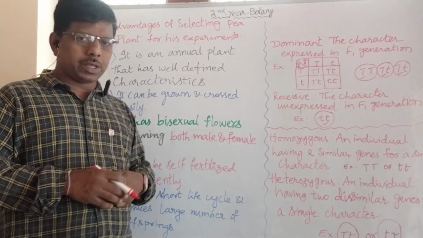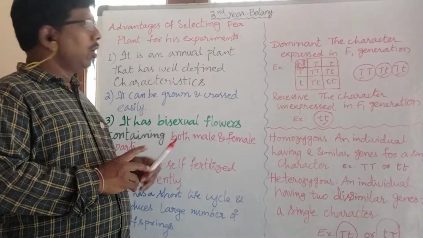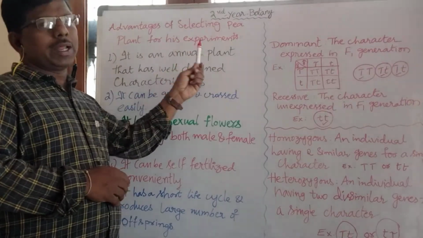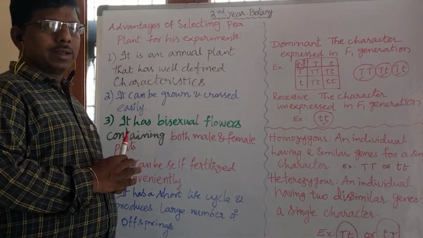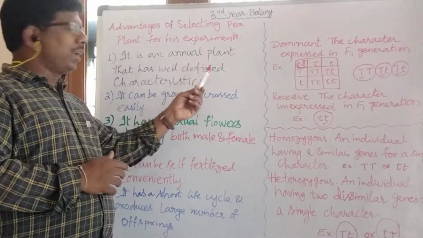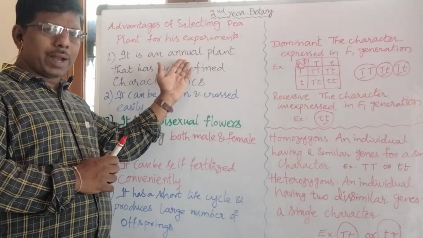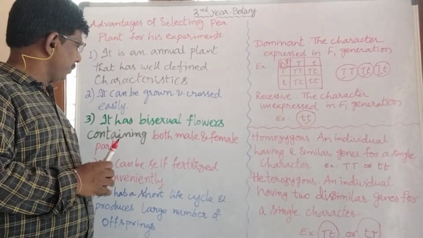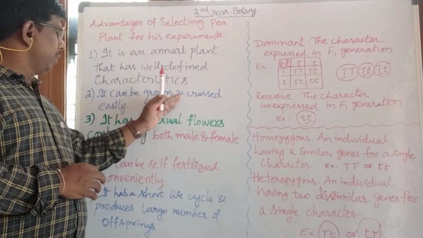Today I want to talk about the second year botany topics. The first question is, what are the advantages of selecting pea plants for Mendel's experiments? For this question, the first point is that it is an annual plant that has well-defined characteristics, and it can be grown and crossed very easily.